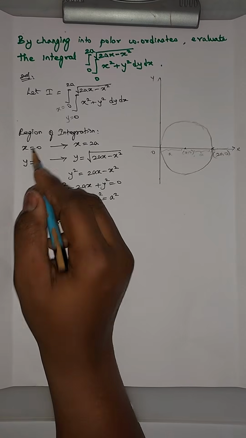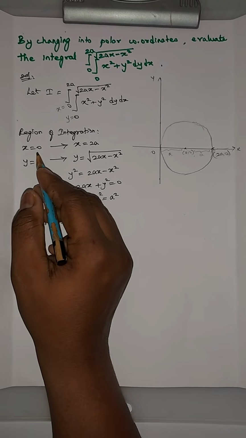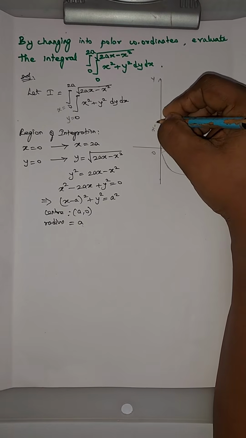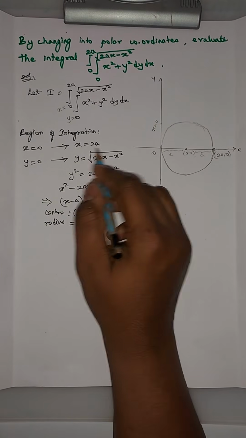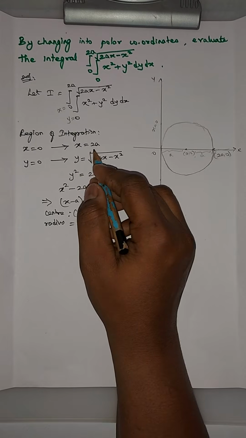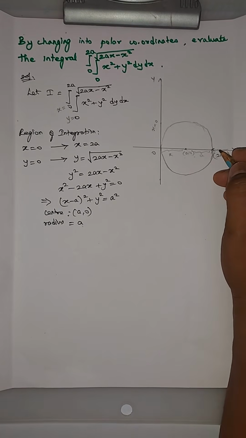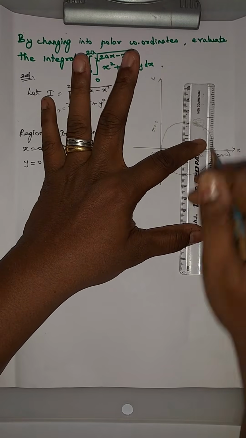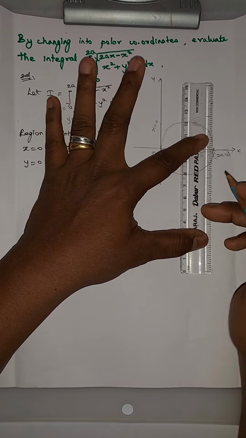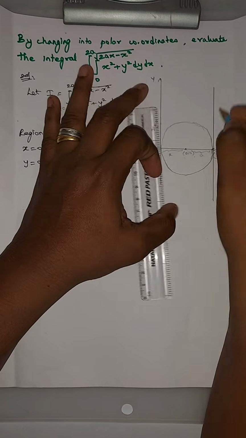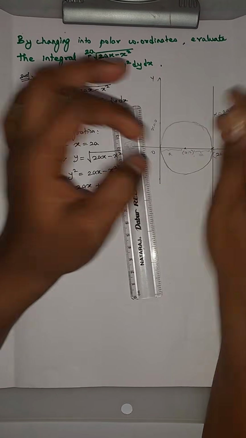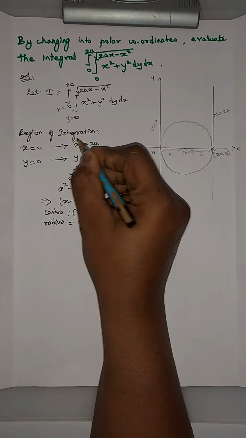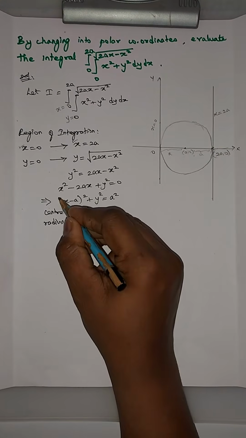Now x is equal to 0. X is equal to 0, we know that, is nothing but the y-axis. Then x is equal to 2a. So x is equal to 2a is a straight line at the point x is equal to 2a parallel to the y-axis. So this line is x is equal to 2a. So x is equal to 0 is over. X is equal to 2a is over. This circle is also over.